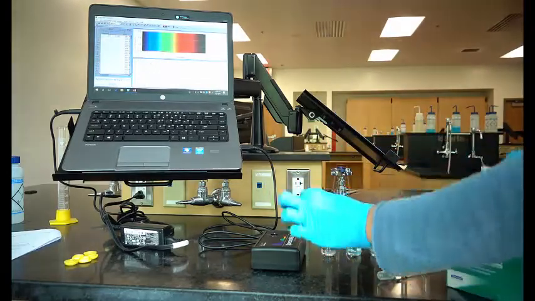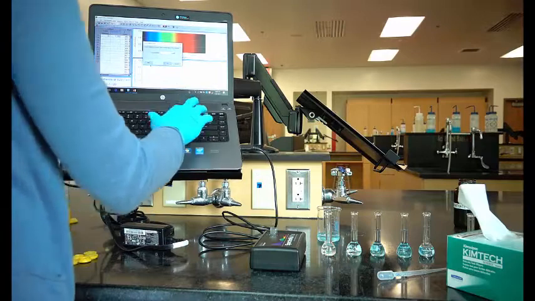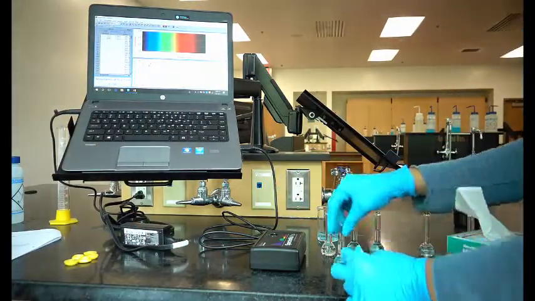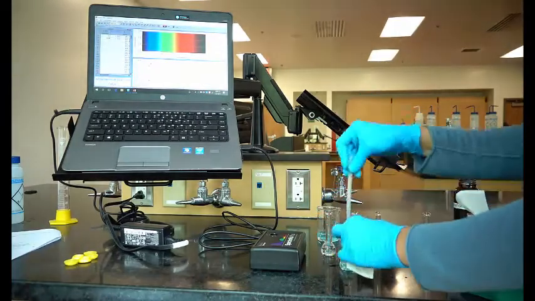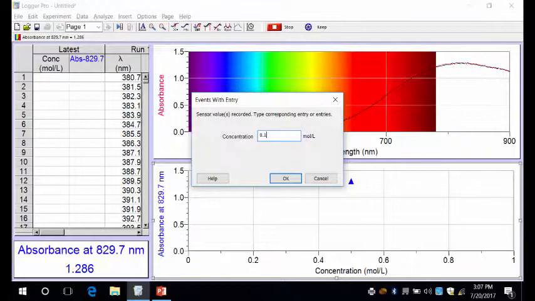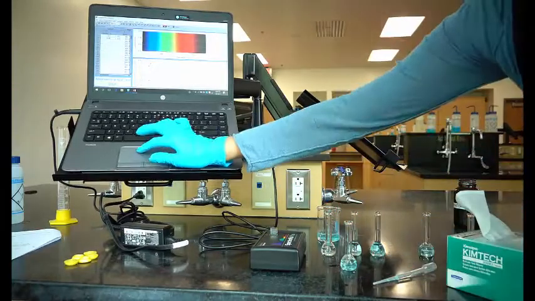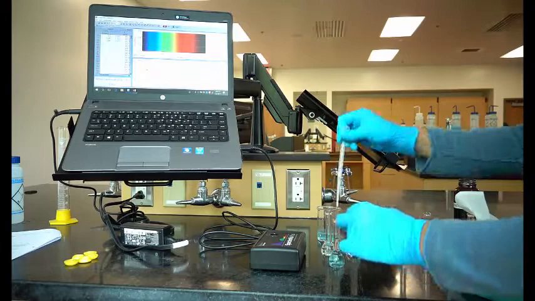Now you will measure the absorbance of each of your samples, step 4C. They can be measured in any order. After each sample is placed in the spectrometer, wait for the absorbance to stabilize, then hit keep. Enter the concentration of that sample. Note that the concentration is units of moles per liter, not milliliters. You will need to do a dilution calculation to determine the concentration.